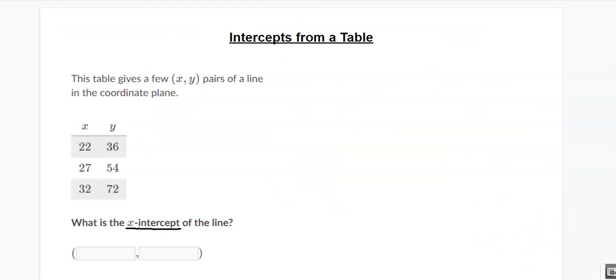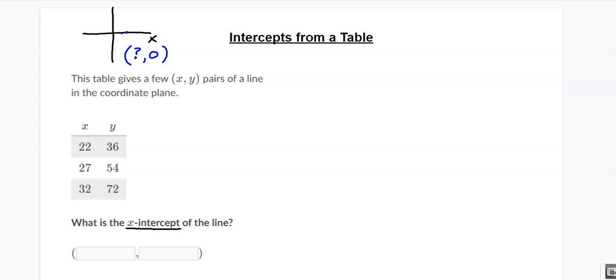So the first thing you need to remember is the x-intercept is where it crosses the x-axis. If you're thinking about a grid, it's going to cross somewhere on this line. And the key thing about anywhere you cross on this line is your y value is going to be 0. So for an x-intercept, you're going to have y equal to 0, and we're trying to figure out what is the x value where it crosses.